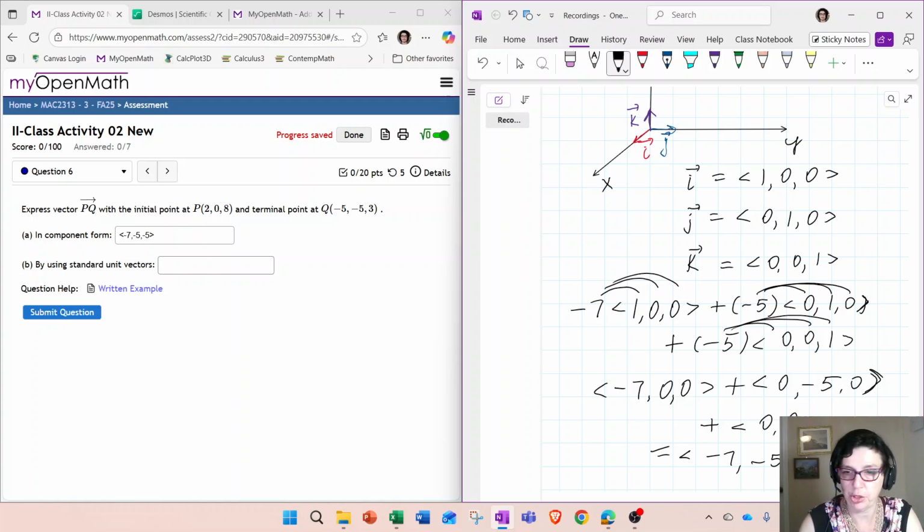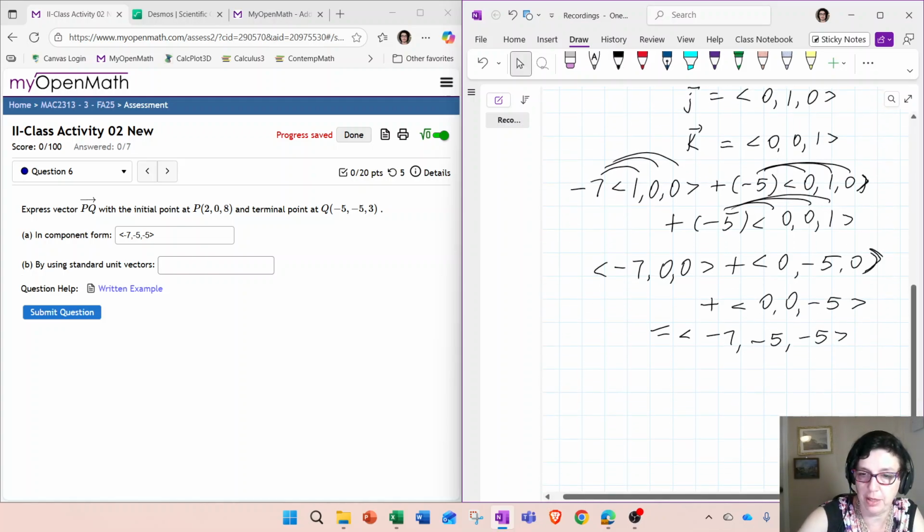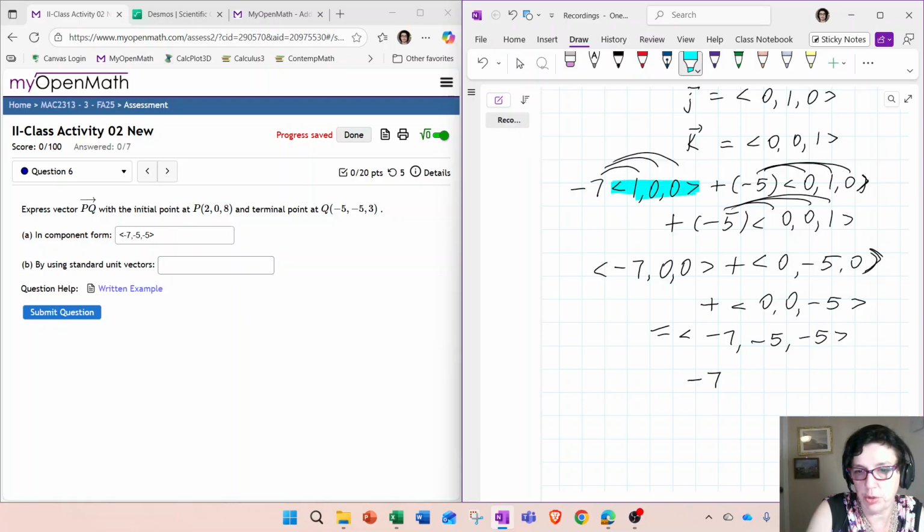So you can see that I can represent this as -7 multiplied by <1, 0, 0>, but that's i, right? And then I can do -5 multiplied by <0, 1, 0>, which is j, right? So I'm going to say, okay, that's -5j. And then I also have -5 multiplied by <0, 0, 1>. That's k.